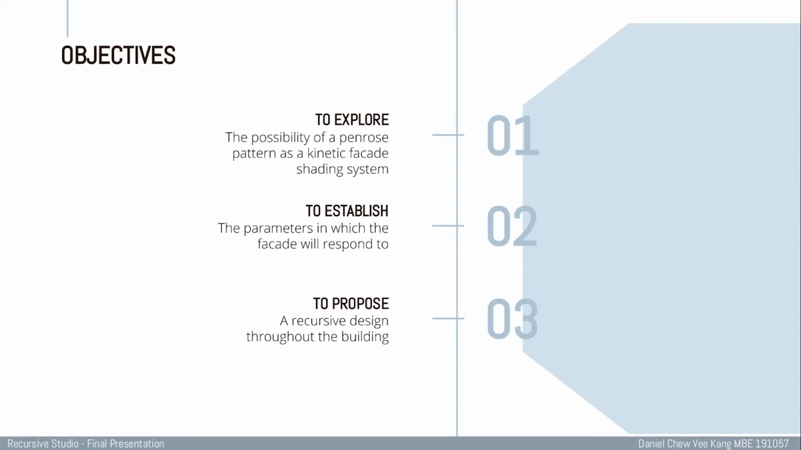The objectives are to explore the possibility of a Penrose pattern as a kinetic facade shading system, to establish the parameters to which the facade will respond, and to propose a recursive design throughout the building.